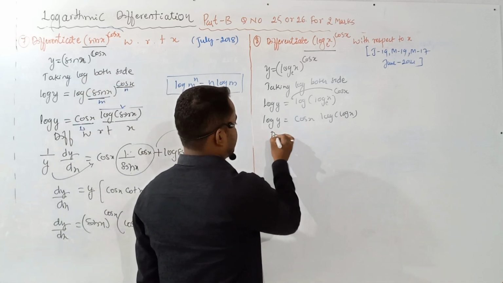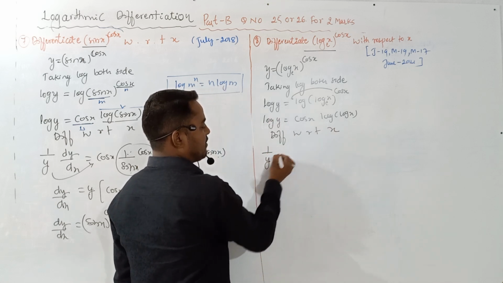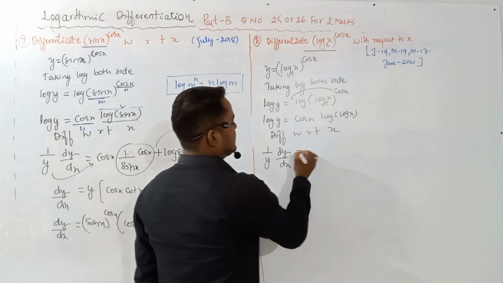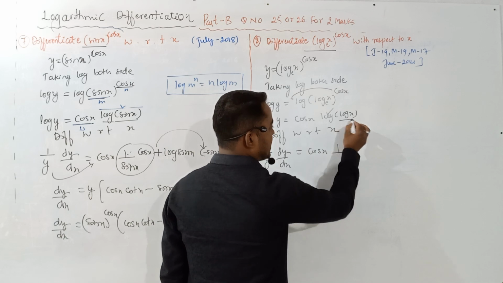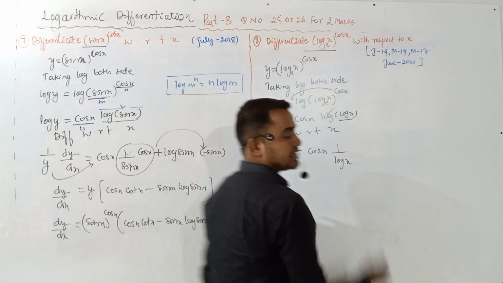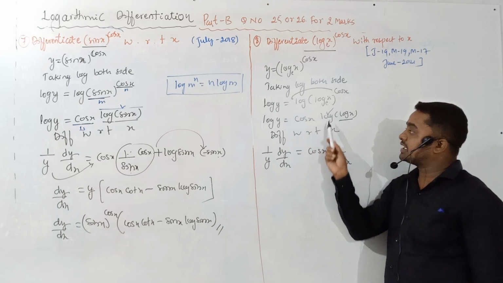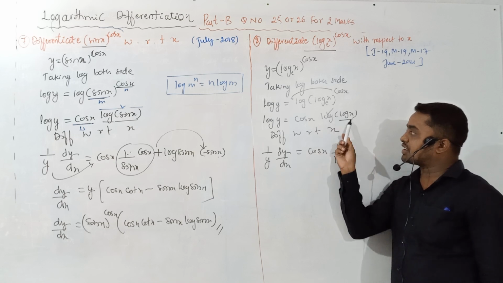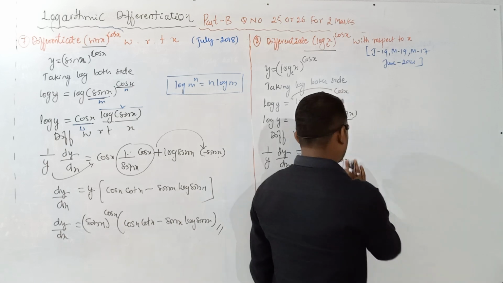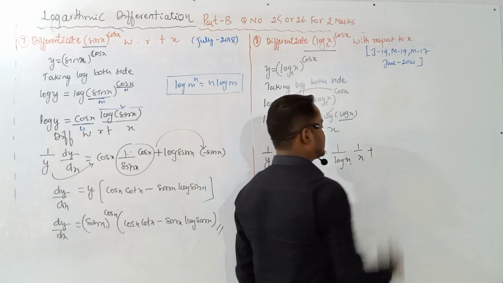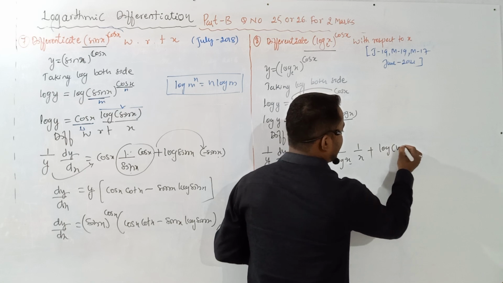Differentiate with respect to x. Derivative of log y is 1 by y, y derivative is dy by dx. Then cos x, derivative of log is 1 by x. Instead of x, log x is there. Again product rule we are applying here. Cos x as it is, derivative of log is 1 by x, instead of x log x is there, then derivative of log x is 1 by x, plus log of log x as it is.